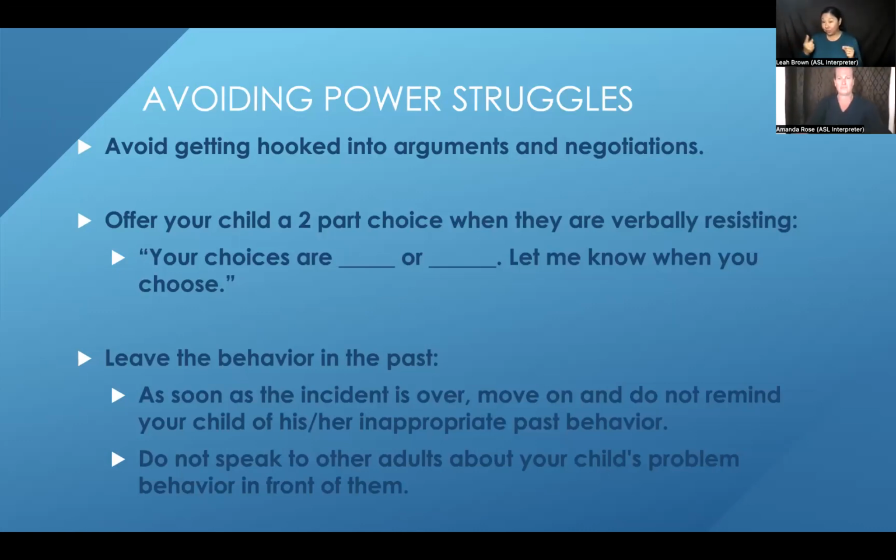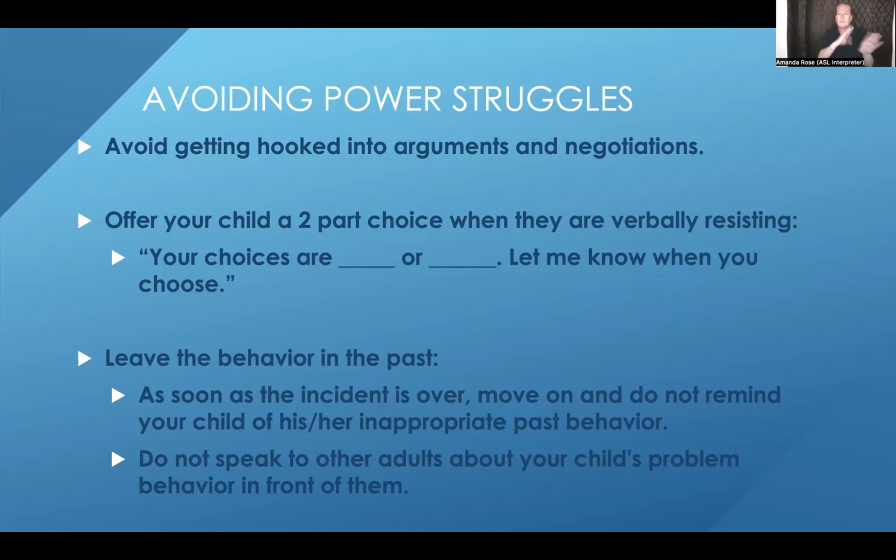Leave the behaviors in the past. As soon as the incident is over, move on and don't remind your child of his or her inappropriate behaviors. And don't speak to other adults about your child's problem behaviors in front of them. We don't want to shame them when, say, my aunt calls and I say, oh, I just dealt with my daughter, she had a tantrum because she wasn't ready to take a shower, can you believe it? It happened again. They are aware and they hear those things, and then they may internalize them more. So once that behavior is over, we're moving on to the next thing.